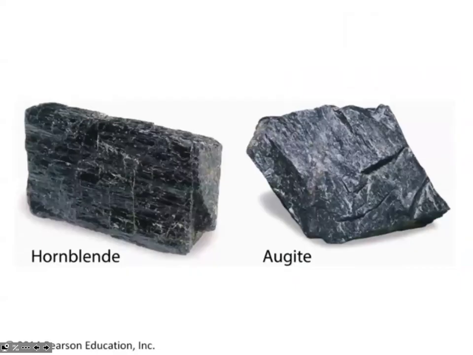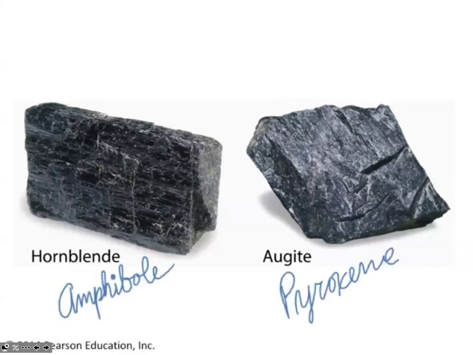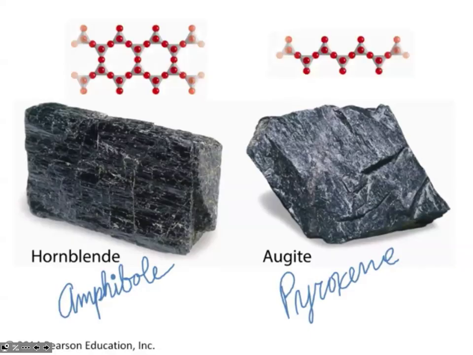Okay, let's see how much you remember. Here's a hornblende and an augite. What's the silicate structure of these minerals? Remember that hornblende is an example of an amphibole, and augite is an example of a pyroxene. Hopefully what you said is that hornblende is an example of a double-chained silicate structure, while augite is an example of a single-chain silicate structure.